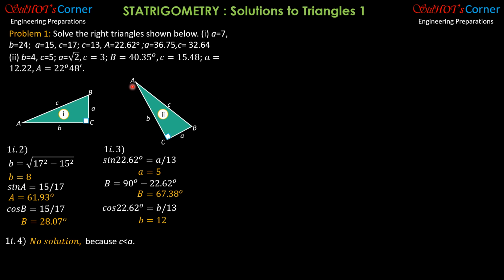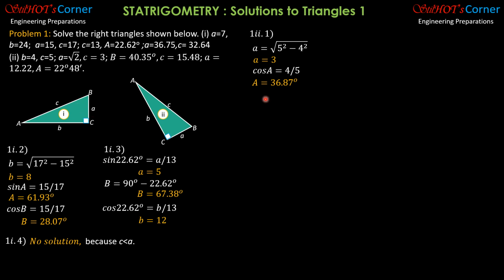Then for 1.2.1, B is 4, C is 5. To solve for A, square root of C squared minus 4 squared, which is equal to 3 units. Then to involve B and C, we use cosine of angle A equals B over C. B is 4, C is 5, so angle A is 36.87 degrees.